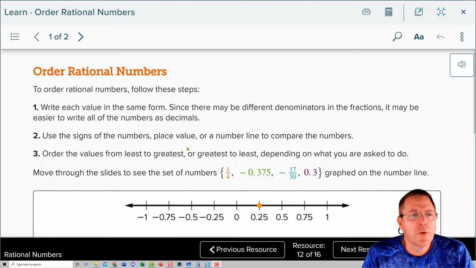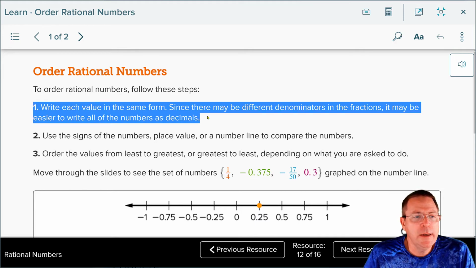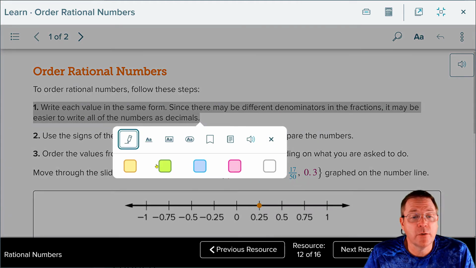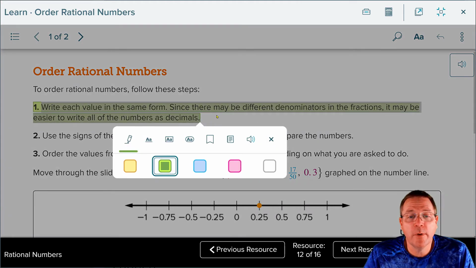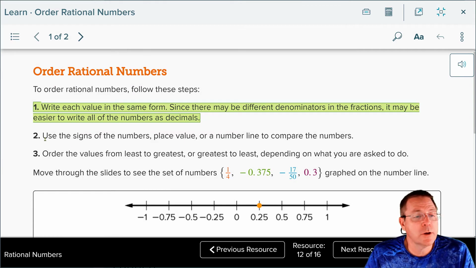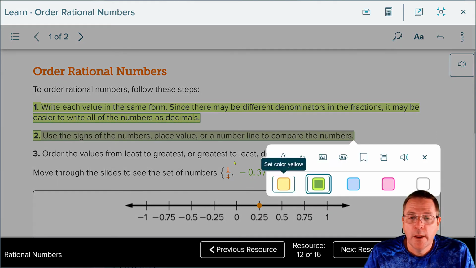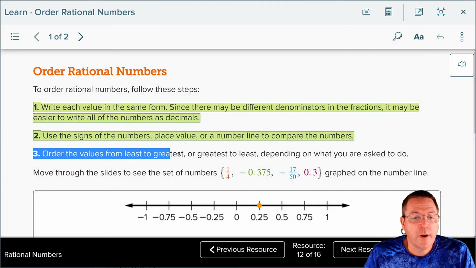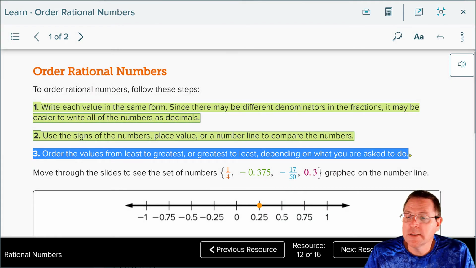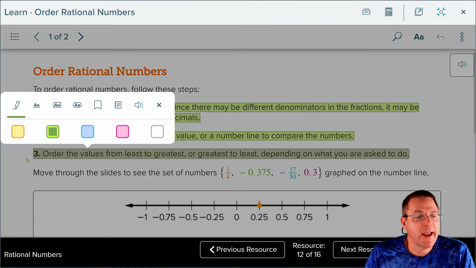So let's keep going with our lesson on ordering rational numbers. The instructions say to order rational numbers, follow these steps. Step 1, write each value in the same form. Since there may be different denominators in the fractions, it may be easier just to go ahead and convert them to decimals. And this is one place I agree, fractions are not necessarily your friends. Step 2, use the signs of the number, place value, or a number line to compare the numbers. And then finally, step 3, order the values from least to greatest or greatest to least, depending upon what your instructions are asking you to do.